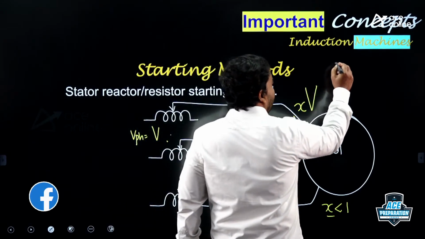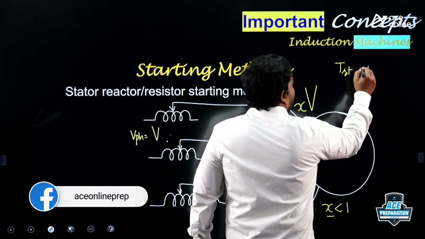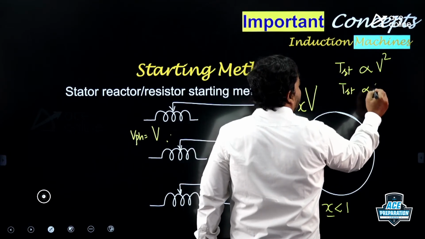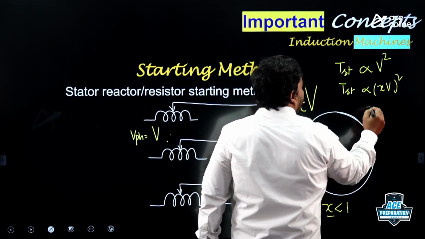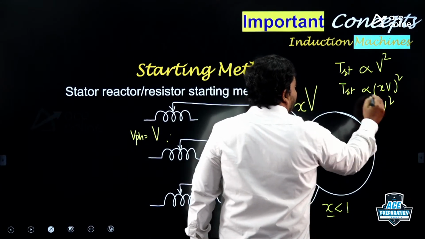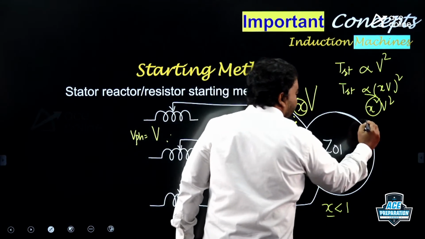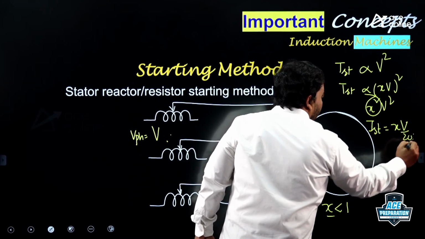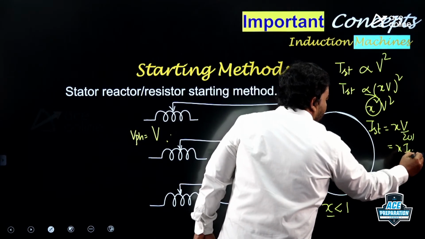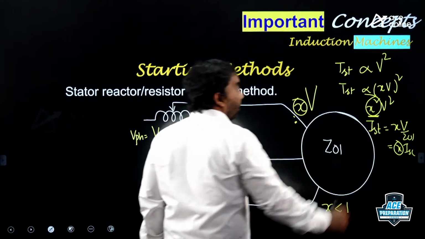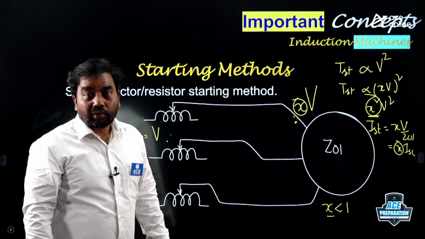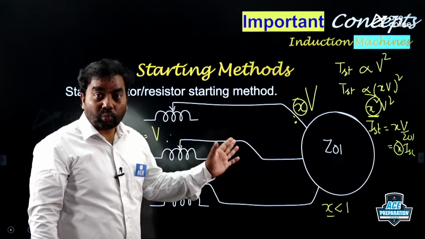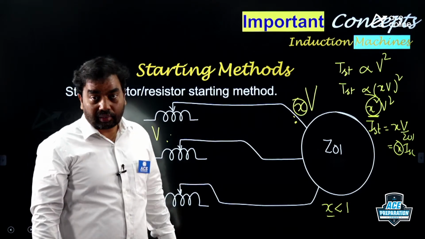But if you take the starting torque, starting torque is directly proportional to V square. So starting torque is directly proportional to XV whole square, so X square into V square. Current is reduced by X times. If I take starting current, it is X into V by Z, so it is X into ISC. So the current is reduced by X times, whereas the torque is reduced by X square times. So for 10% reduction in the current, we need to reduce 20% torque. We need to sacrifice more torque in these variable reactor starters.